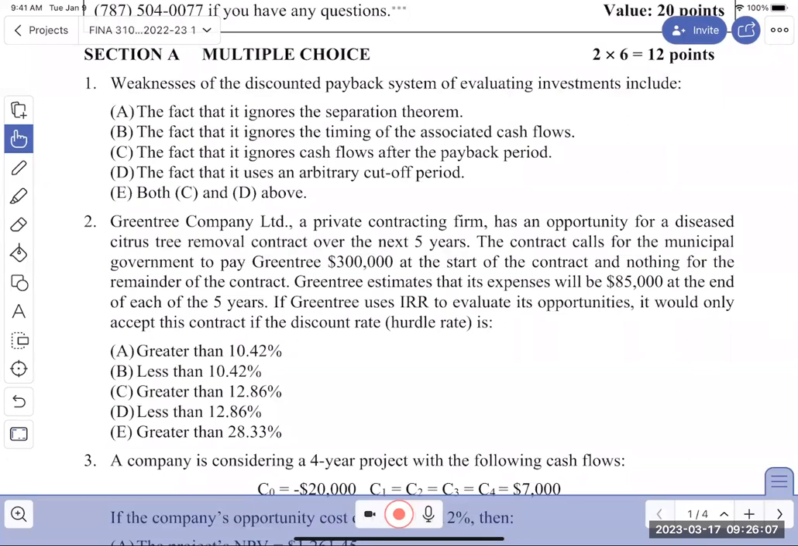All right, so you can write in the chat if you prefer. So here are some questions that will be exam 2 type questions. Okay, so I ask you, what are the weaknesses of the discounted payback system of evaluating investments? What is the payback system?